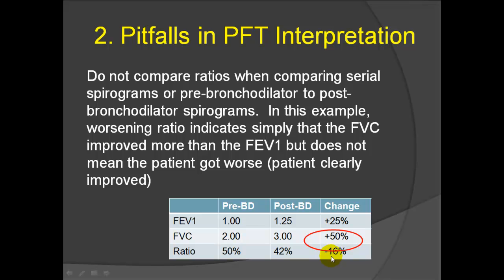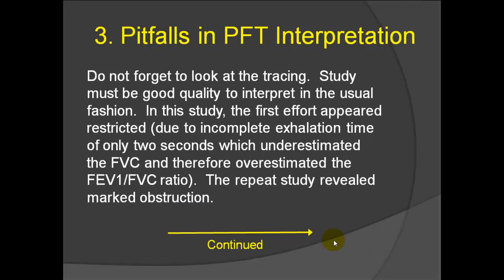So just be careful in interpreting ratios. They really are a relative component, and you should be interpreting the individual components, FEV1 and FVC, to see how they did after a bronchodilator. A third pitfall is looking at the numbers without looking at the tracing.